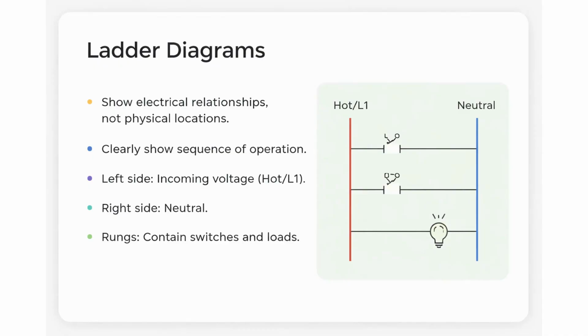Next, we have ladder diagrams, also known as schematic diagrams. Unlike pictorials, these do not show you what the components look like or where they are physically located. Instead, they show how the circuit works electrically. The left side represents the incoming hot voltage, the right side is the neutral, and the horizontal lines, or rungs, contain the switches and loads. This layout is perfect for understanding the sequence of operation.